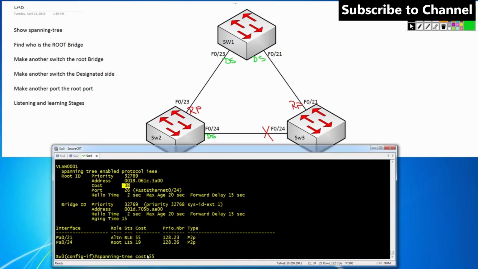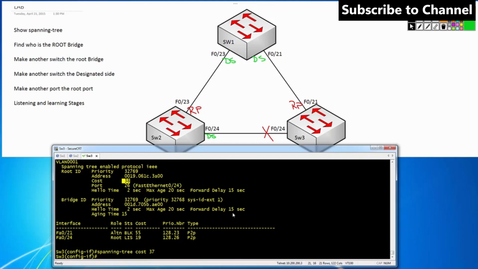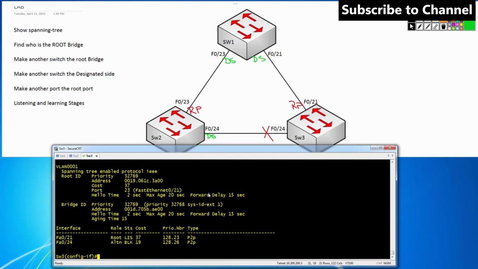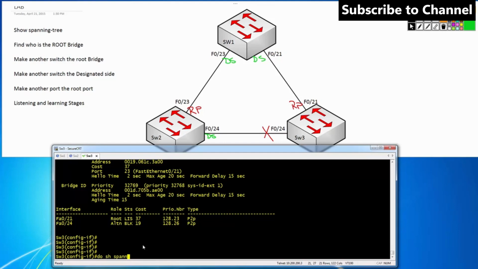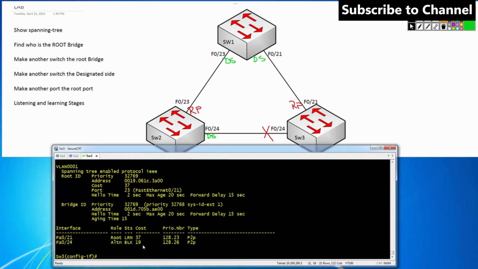Now, if I was to change this cost to 37 for this particular port, now remember we're on FA0/21. Notice our cost now to get to the root bridge is 37, and we're going to be taking FA0/21, so it will transition into the root port. From here, if we make any changes that don't affect the root port, that's okay. We're still going through our learning stage. Labs usually take a while because you have to wait for things to transition and so on.